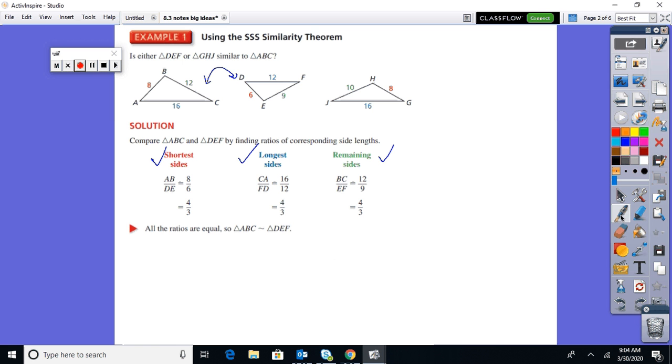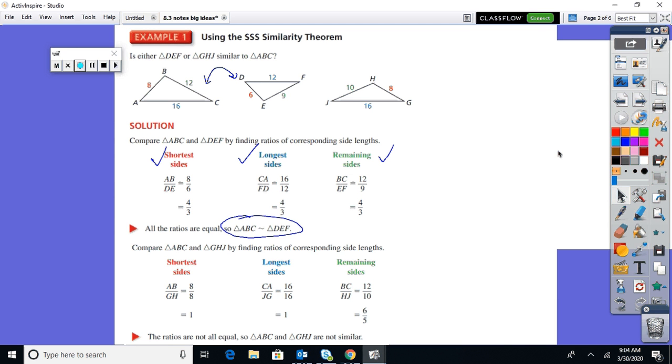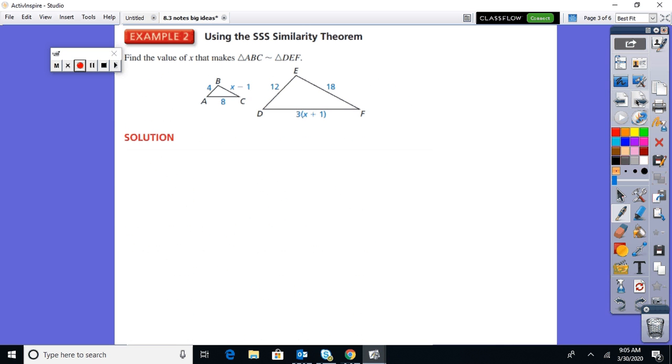All right, so that leads us to this similarity statement. And then we compare the second set of triangles, ABC with GHJ, but we have an issue here because the sides are not all the same. So we have a 1-to-1 with the shortest and longest, but we have a 6-to-5 ratio with the remaining sides. So therefore, they are not similar. So that's an illustration of using the SSS similarity theorem.